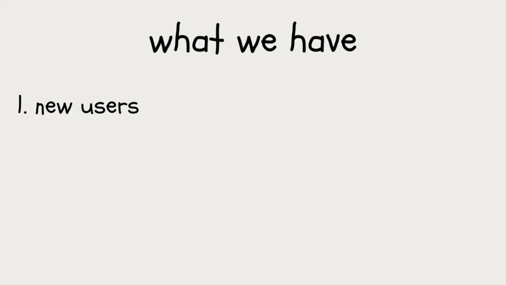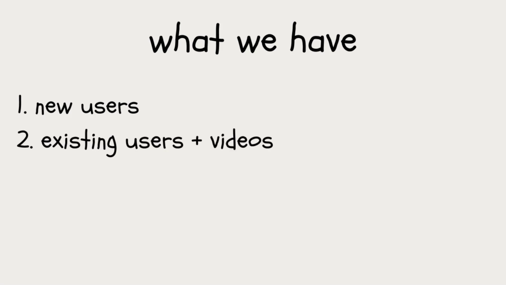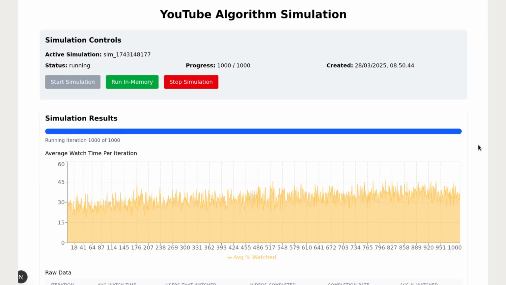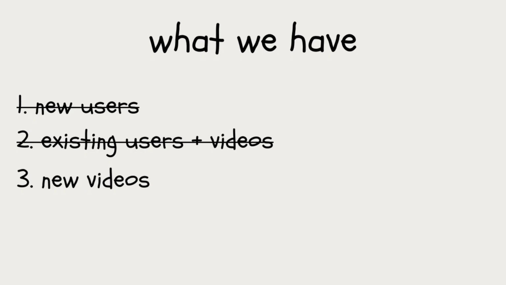Okay, great. So now we have one, a system for adding new users where the algorithm quickly learns which videos they like. And we have an overall system that takes all the existing users and videos and tweaks them so the recommendations become better and better over time. Then we actually just have one part left of the puzzle, and that is adding new videos.